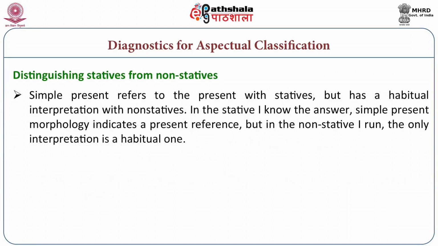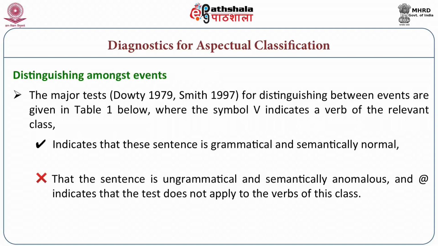In statives, the simple present refers to the present, but has a habitual interpretation in the non-stative. For example, in the stative, I know the answer, simple present morphology indicates a present reference. But in the non-stative I run, the only interpretation is a habitual one. What about distinguishing amongst events? There are a number of tests that distinguish events from non-statives.